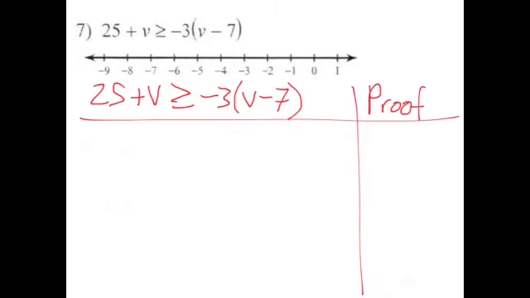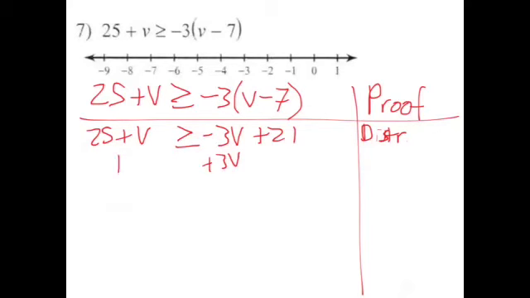On this right side, we need to get rid of that parentheses, so we're going to use the distributive property to multiply through with that negative 3. Left side is still going to be 25 plus v. But the right side is going to have negative 3v plus 21, because negative 3 times negative 7 is going to be positive 21. And now I'm going to add 3v to both sides. And what lets me do that is the addition property of inequalities.